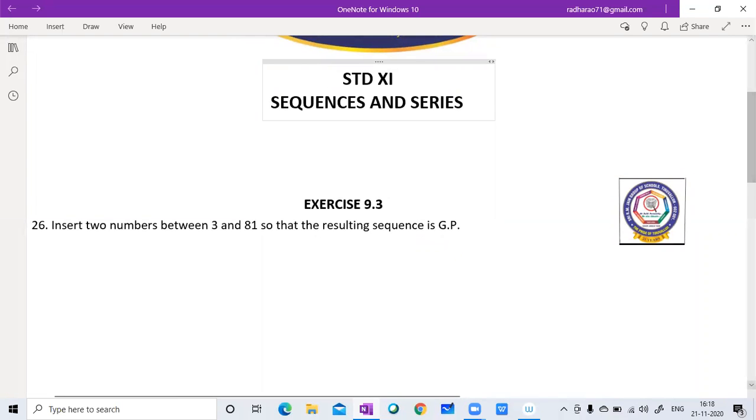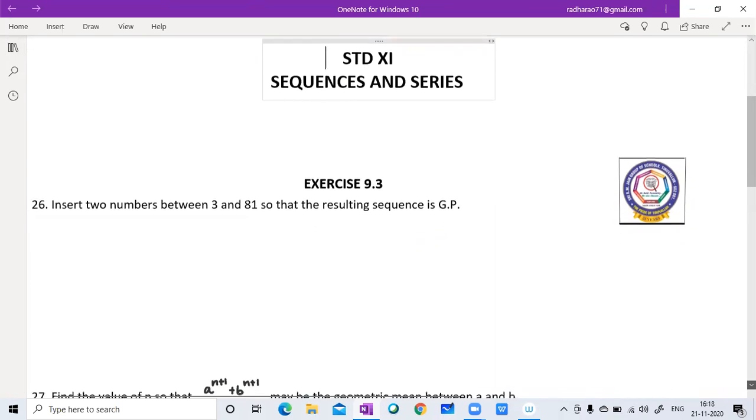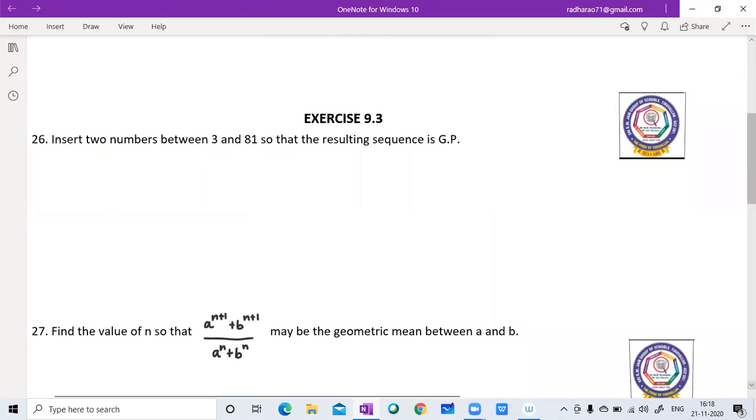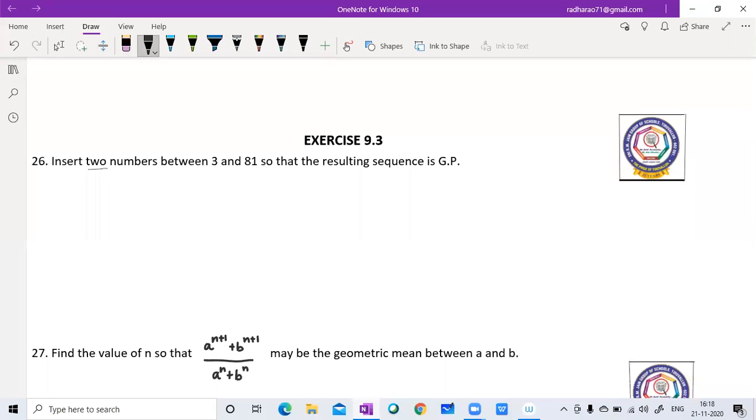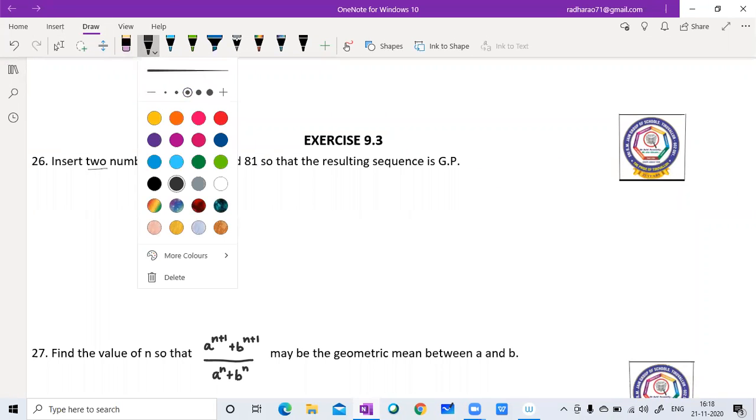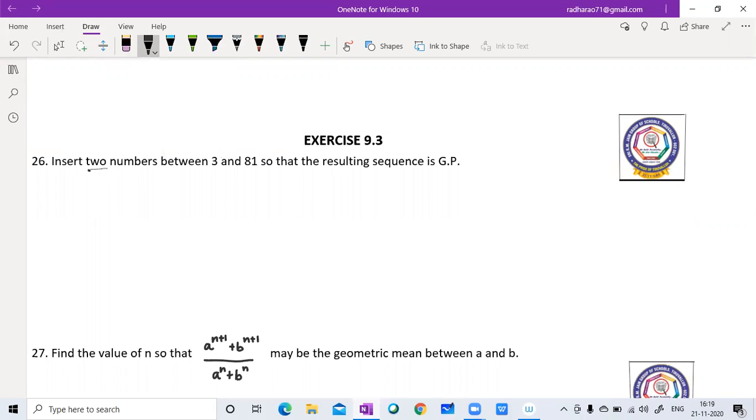Sequence and series, exercise 9.3, question number 26. Insert two numbers between 3 and 81 so that the resulting sequence is a GP.